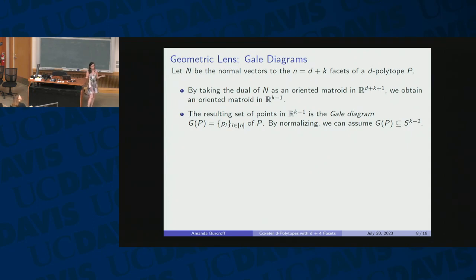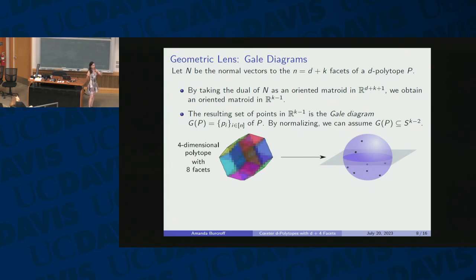So if we take a polytope, we look at its set of normal vectors to its facets, and we apply duality as an oriented matroid. We will end up with a set of points that lie in k-1 dimensional space, where the number of facets was d plus k. And then we can actually normalize these to all lie on the unit sphere. And this set of points is known as the Gale diagram of the polytope.